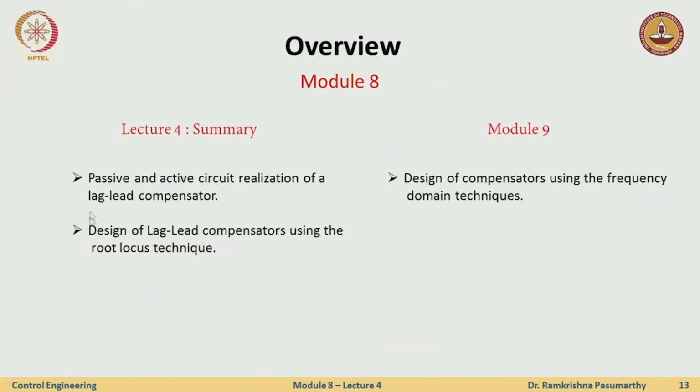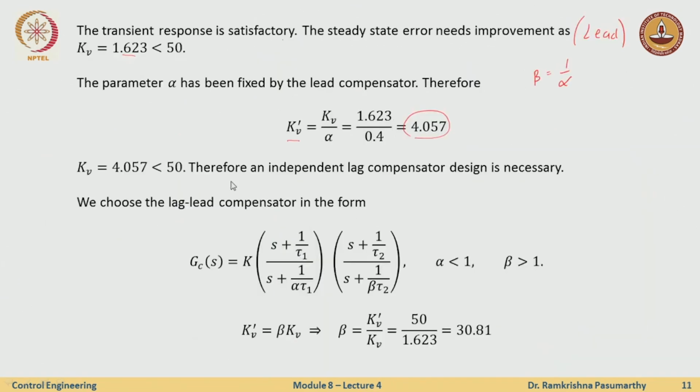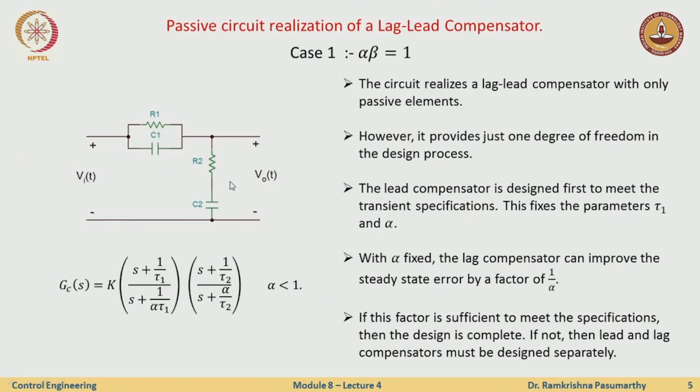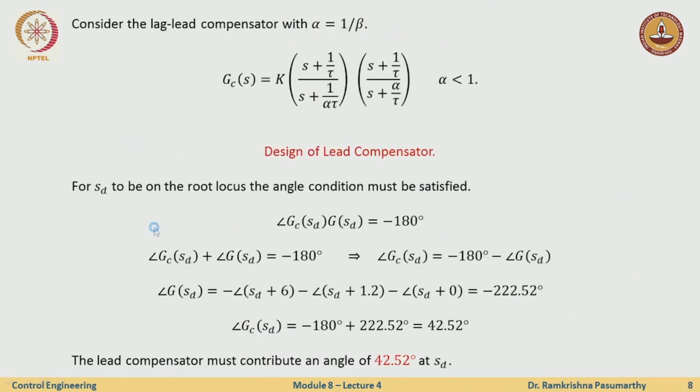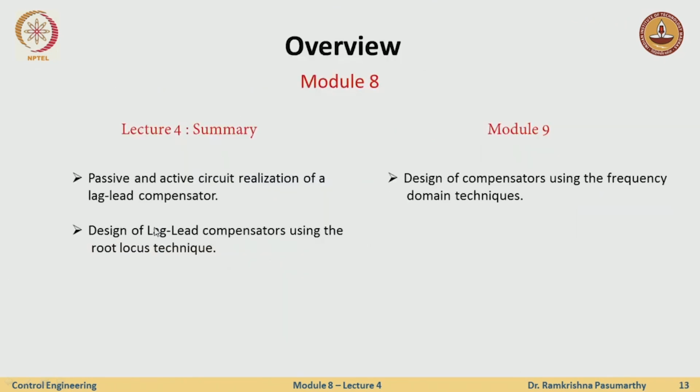Okay, so in this lecture we had seen both a passive and an active circuit realization of a lead lag compensator, where this active element came in terms of this amplifier with a gain 1 over here, and we had seen also how to design a lead lag compensation based on the root locus method. So, we end this module here, and we just did one problem in each case, but more or less the problems will follow the same procedures.